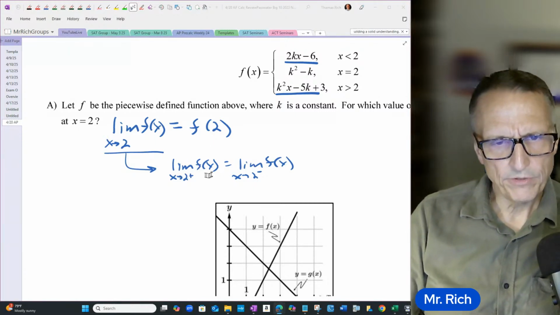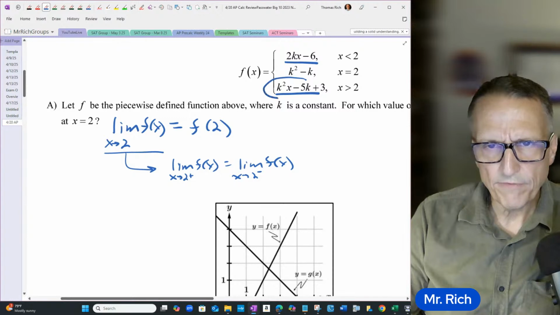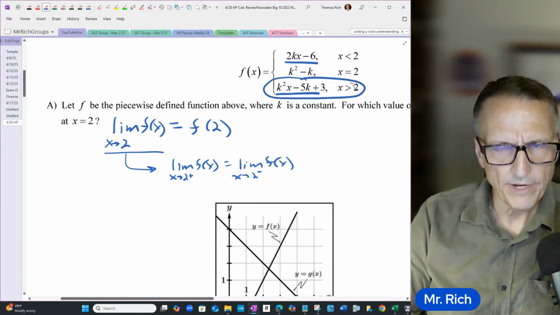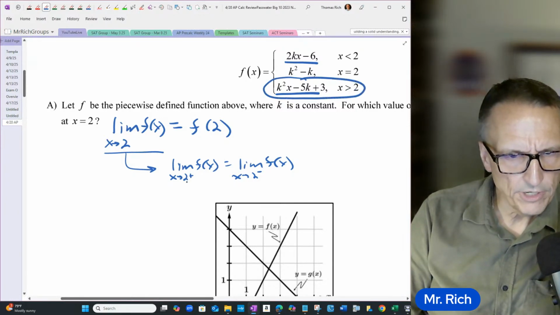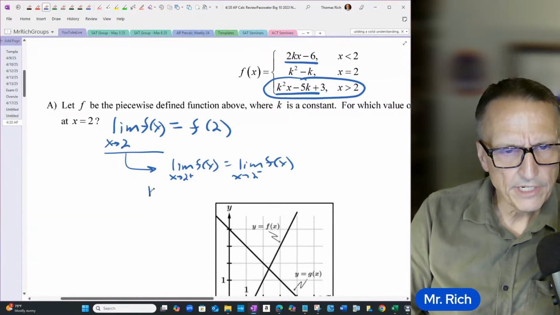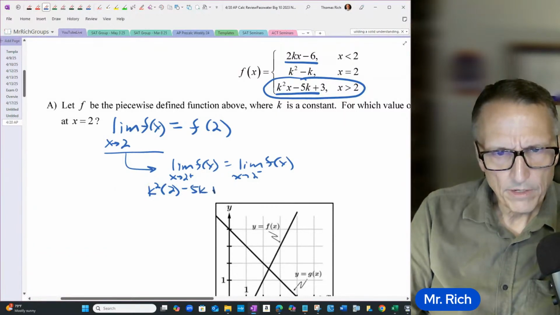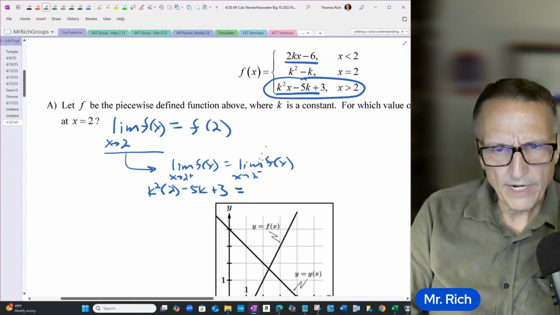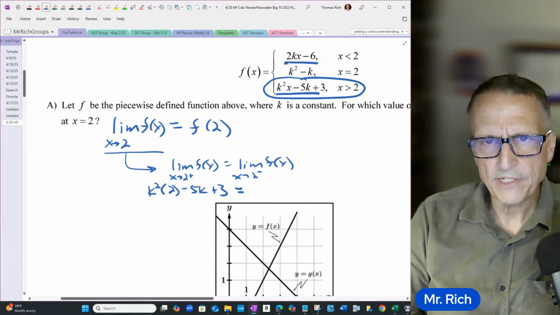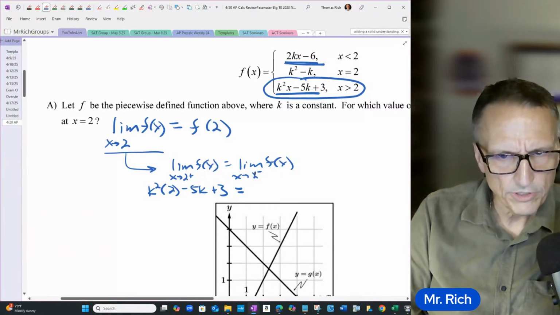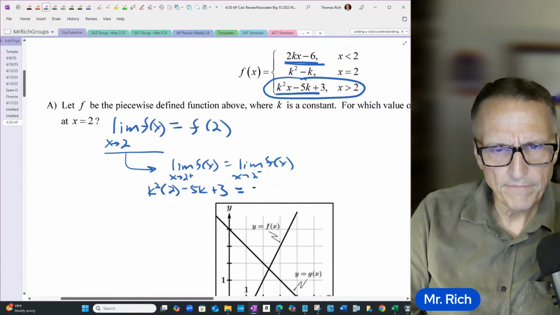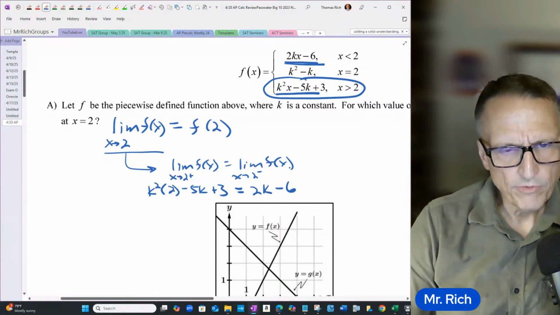Now, I'm going to go up here to the portion of the piecewise function that is just to the right of 2, and I'm going to do direct substitution and put 2 in for x. So that's going to give me k squared times 2 minus 5k plus 3. And then on the right-hand side, as x approaches 2 from the left, that's going to be this one. I'm also going to use direct substitution and plug 2 in for x. So that's going to give me equals 2k minus 6. That is a quadratic function with k.